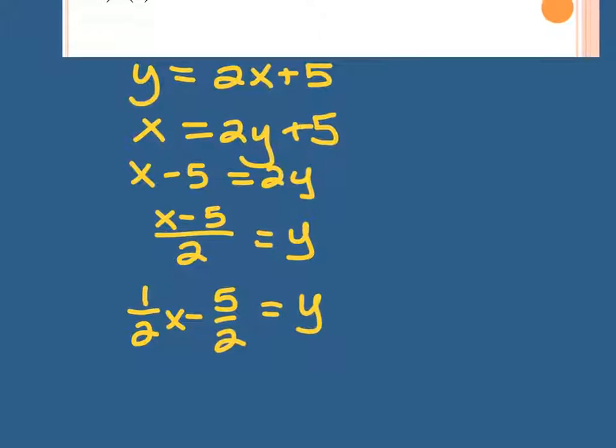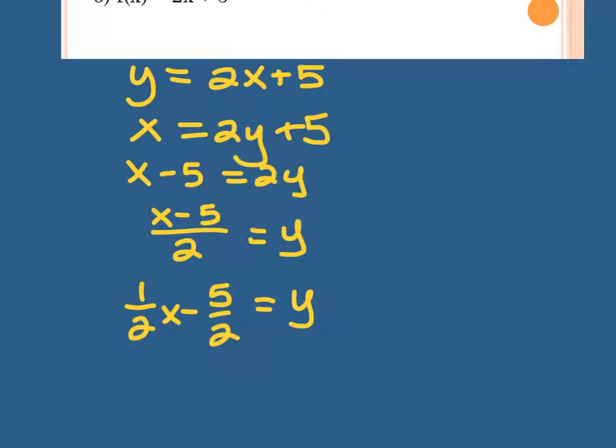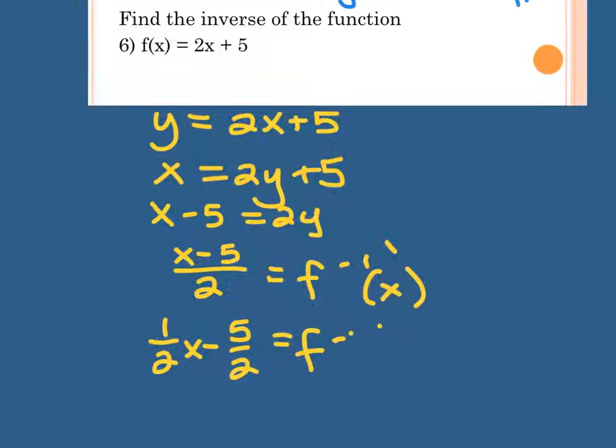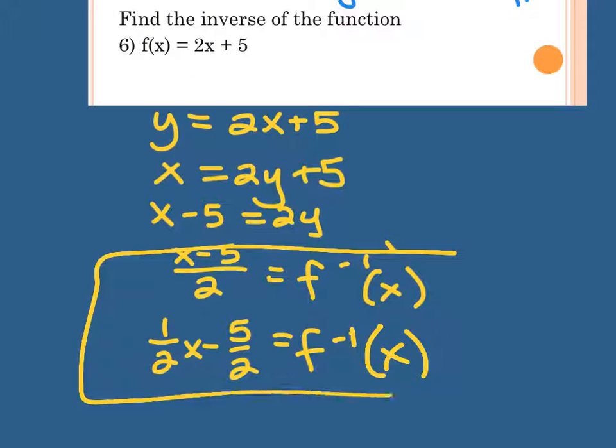What's the last step? Change this y to f negative 1 of x. Don't forget that step. It would stink to do all that work and not get to that last step, okay? As far as your test goes, unless you're graphing this, you can give me either of these, okay? You can give me x minus 5 over 2, or you can give me 1/2 x minus 5/2. Obviously, if you had to graph that function, you would split it so it's in slope-intercept form, and then you can graph it.